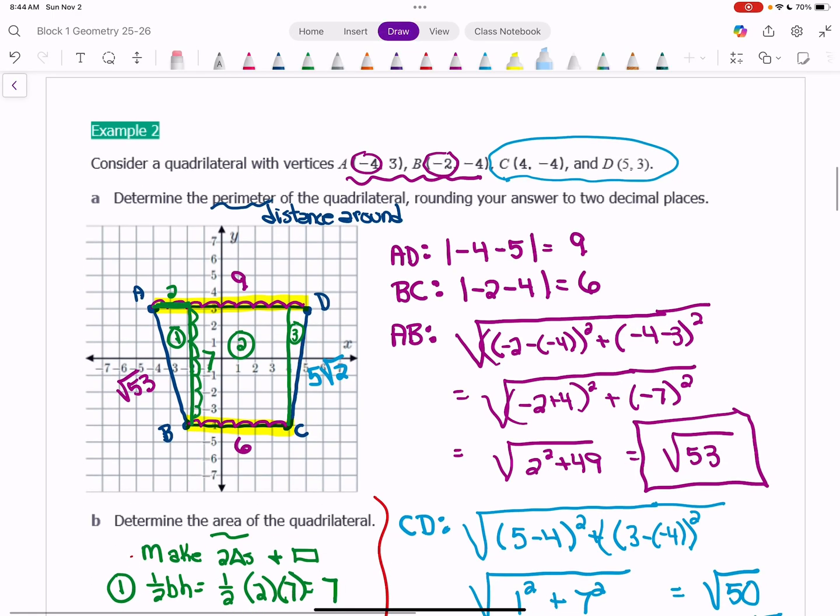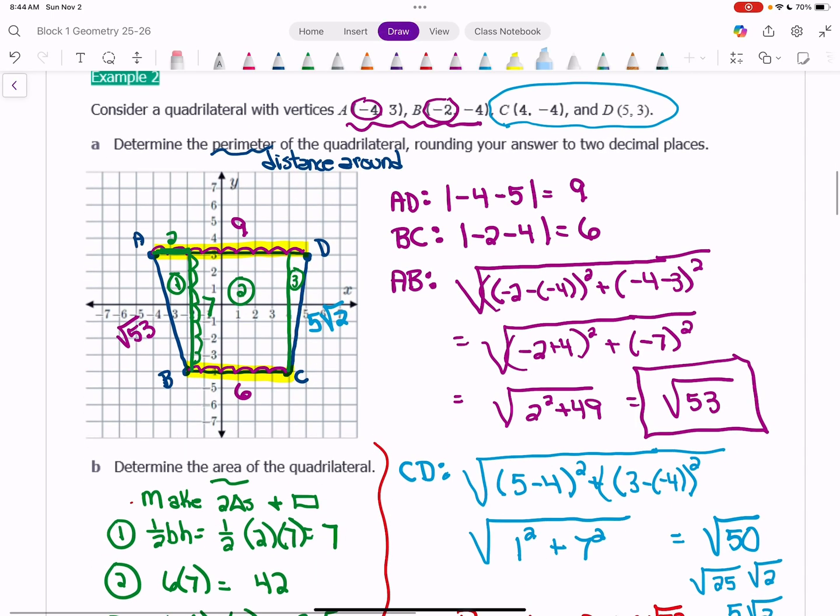This is a longer example that was so nice when I was walking through it, but I'll walk through it with you again. First of all, I plotted all of these points. Go through and plot all those vertices.